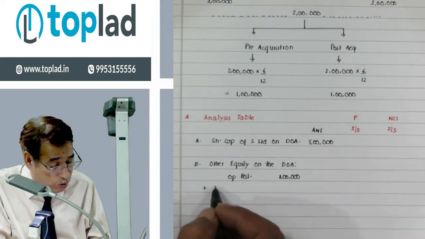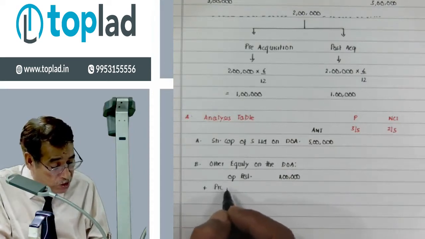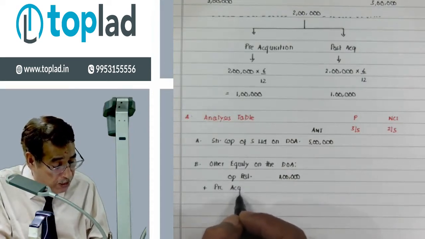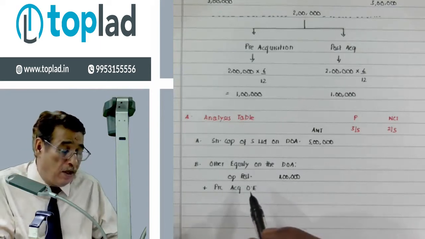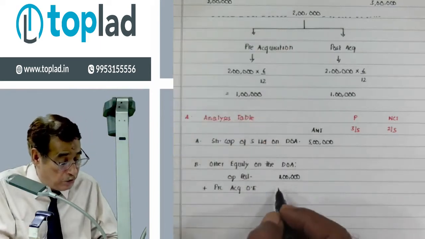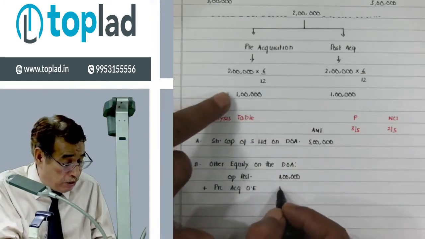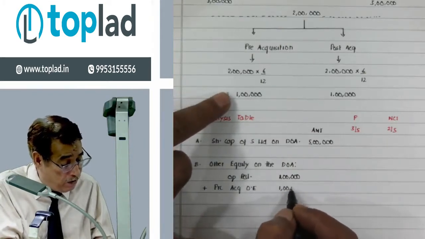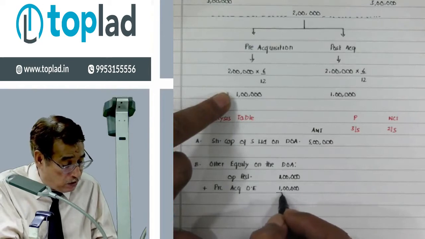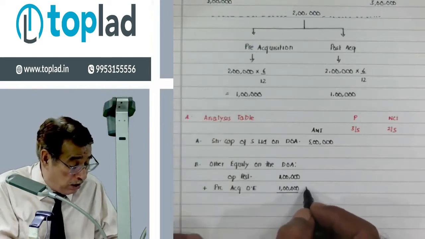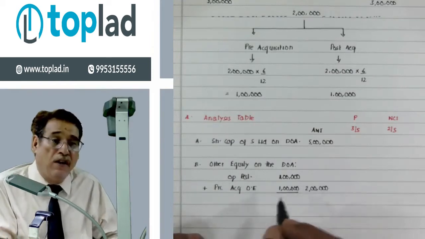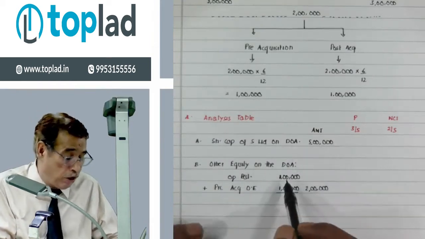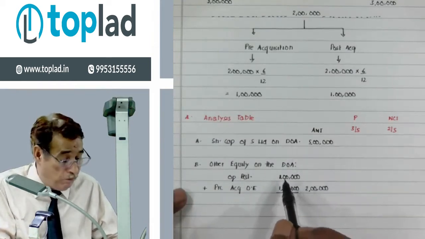Now I am going to add here pre-acquisition other equity. Why am I going to add it here? Because in the first 6 months, the subsidiary company earned a pre-acquisition equity of 1 lakh. So logically it means on the date of acquisition, other equity was 2 lakh. This is the point. Is it clear to you? On the date of acquisition, the balance in other equity must be 2 lakh.